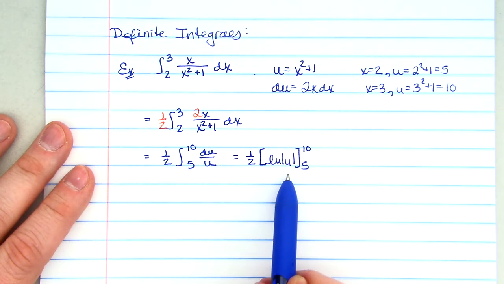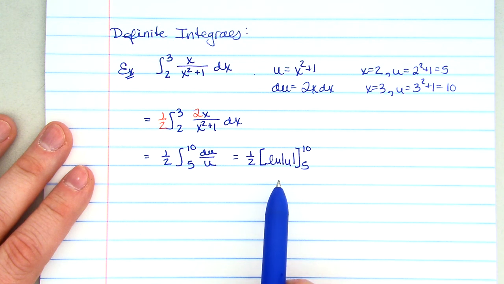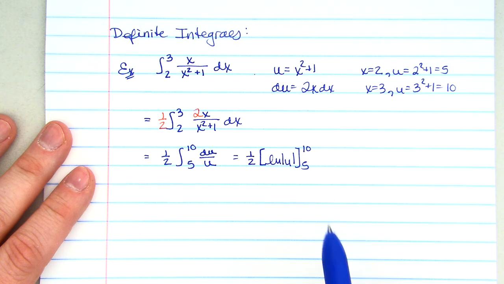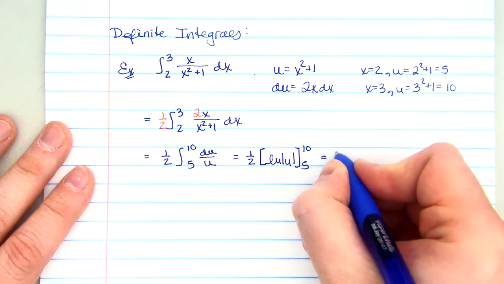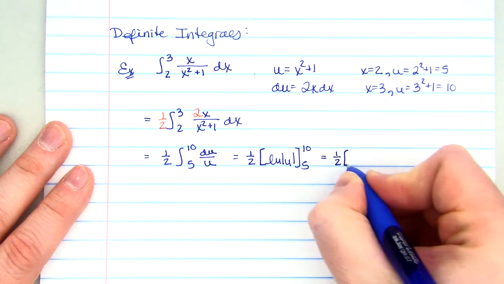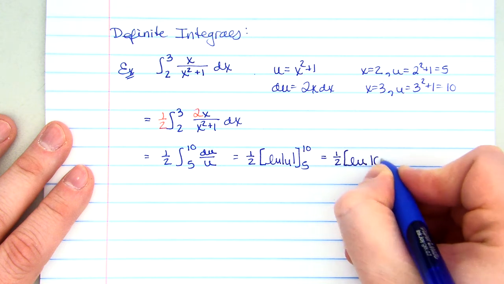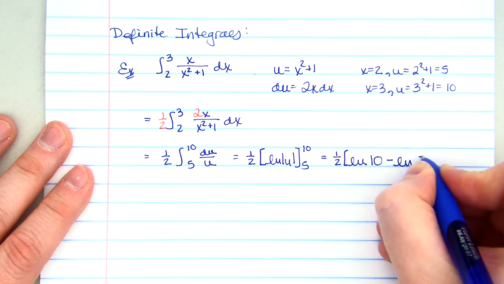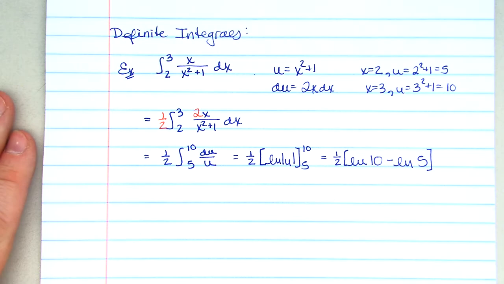Do I now replace the u with x squared plus 1? No. Not with definite integrals. That was the point of me changing the limits. They're now u values. I'm going to plug them in. 1/2 times the natural log. I don't need bars around the 10, nor do I need bars around the 5, and we'll get this.